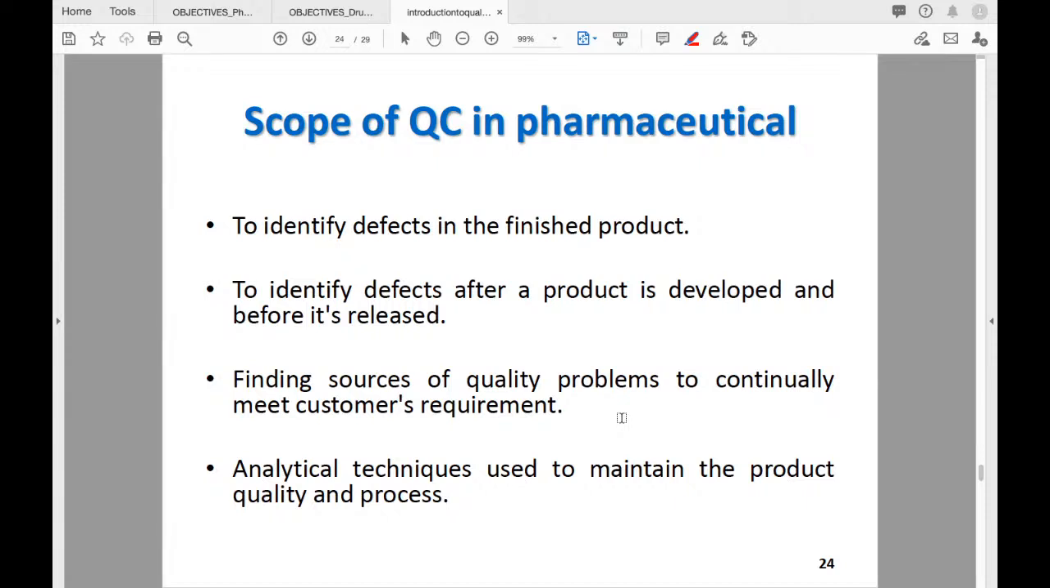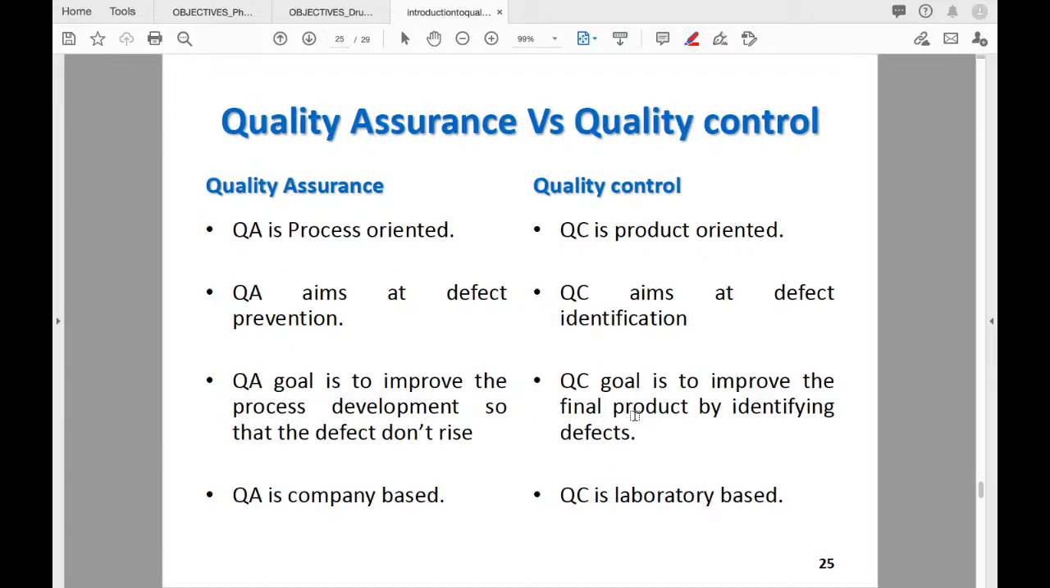So what is the scope of quality control in pharmaceuticals? As we have discussed: to identify the defects in the finished products, to identify defects after the product is developed and before it is released into the market, to find the sources of quality problems to continually meet customers' requirements, and the analytical techniques used to maintain the product quality and processes. So all these things matter a lot.